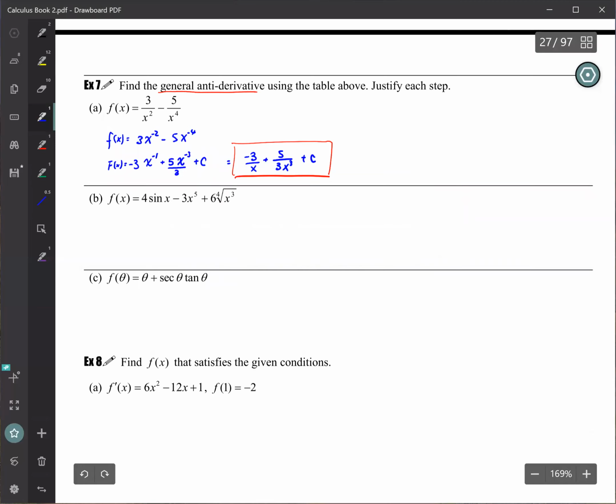Wait, Jason. For C, it says f of theta. So for this one, theta is a constant already? Theta is the variable, like x. Whatever you see after the f, the symbol, that's always the independent variable. Okay, thank you.